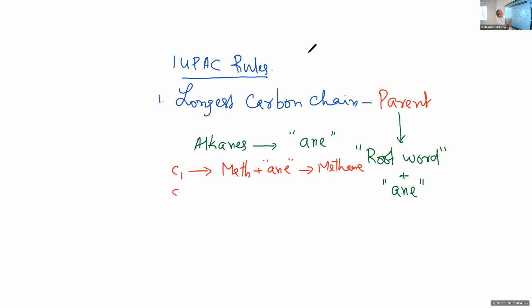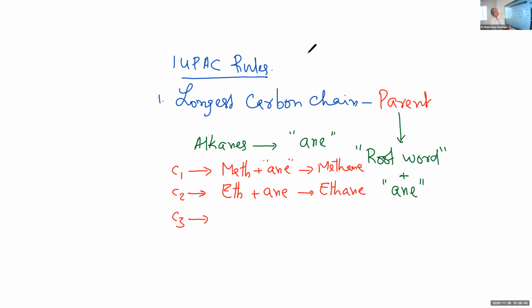If there are two carbon atoms, the root word is eth, and to that you add ANE. So the compound is ethane. That's our ethane. Do you remember? C2H6. That is ethane. Ethane is framed by joining the root word plus the ending ANE. So it is ethane.